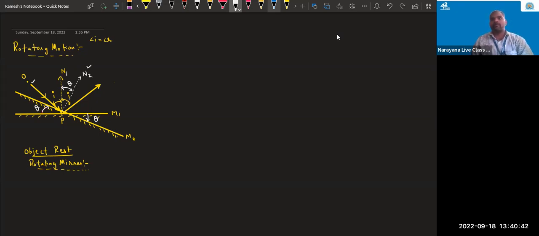A plane mirror. Okay. Please be patient, for beginning onwards I will explain.